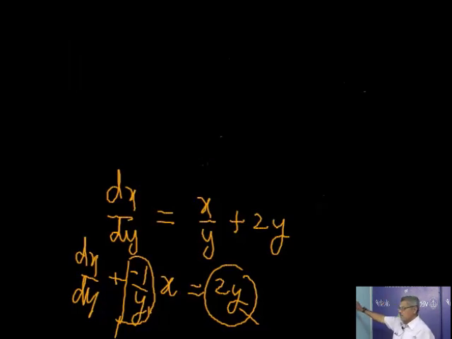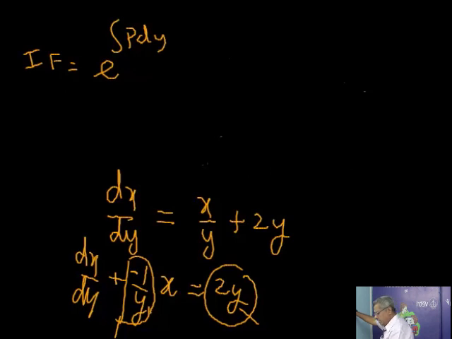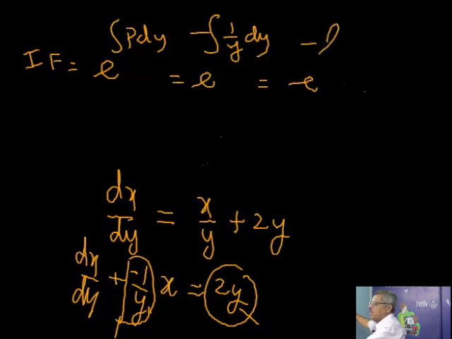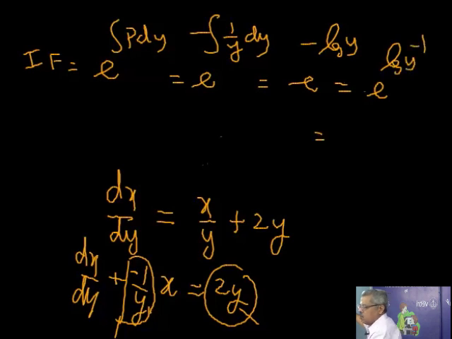Now, the integrating factor is e power integral p dy, because the independent variable is y. e power integral minus 1 by y dy is e power minus log y, that is e power log y power minus 1, that is y power minus 1, which is 1 over y.